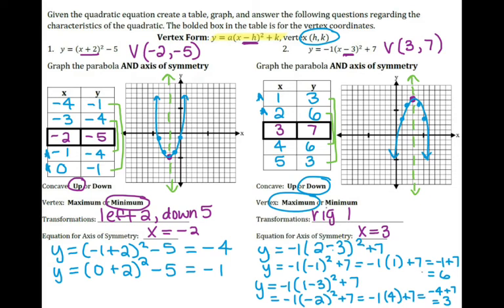My transformations, so thinking about how I get to my vertex, I go to the right 3, and up 7. And there is actually another transformation that happened with this one, and it is going to be a reflection. Normally, your parabolas open up, but this one is opening down, which means it reflected over the x-axis. You'll also know that it's opening down because if I look at my original equation, I have a negative in front of my parentheses.